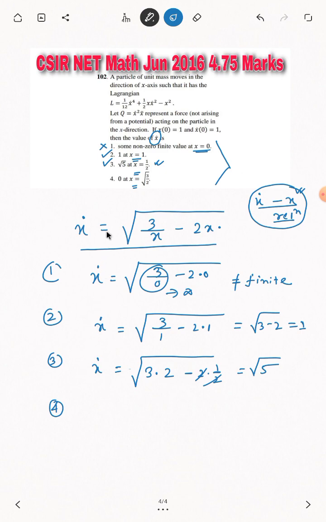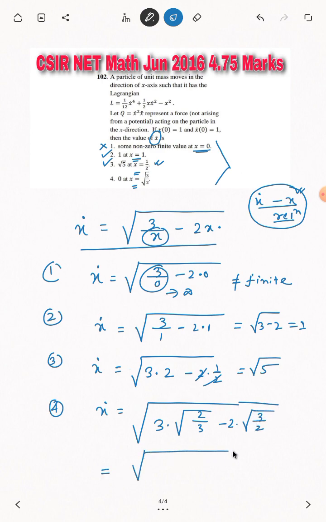Now come to the last option 4. They are saying it as 0 at x equal to root over 3 by 2. So just put all the results here. 3 into x, where x is root over 3 by 2, will be reversed to root over 2 by 3, minus 2 into root over 3 by 2. So this 3 will be cancelled with this root 3 and we will have root 3 into root 2, that means root 6, minus, here we also have root 2 into root 3, that means root 6. So this will obviously be 0. So this is also a correct option.